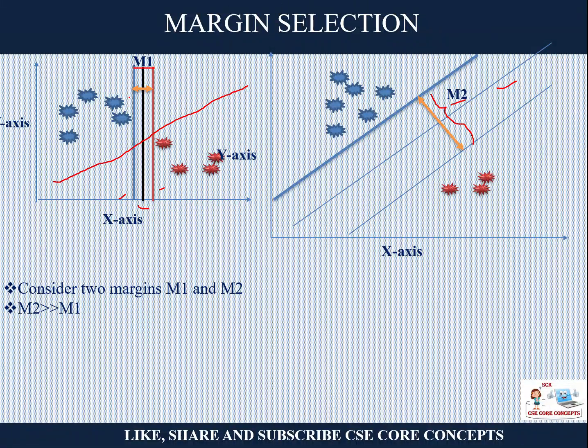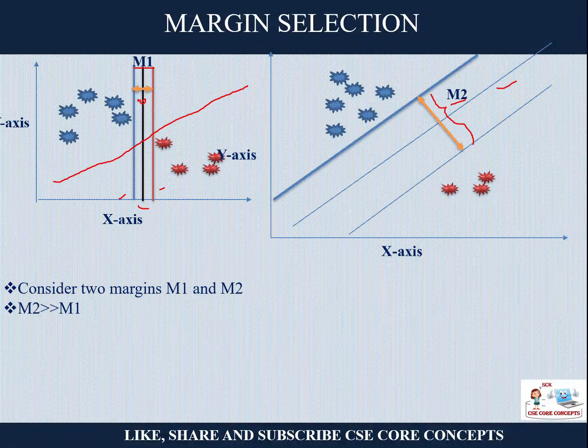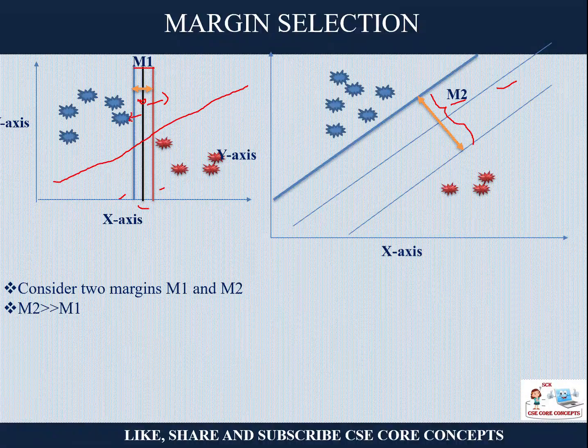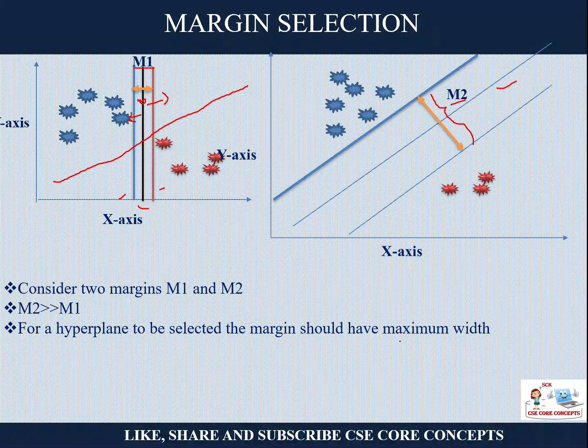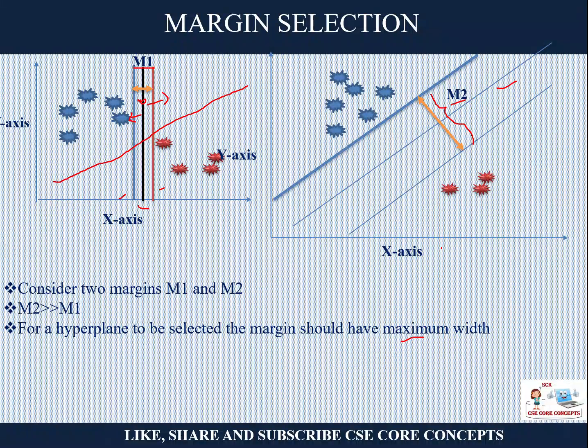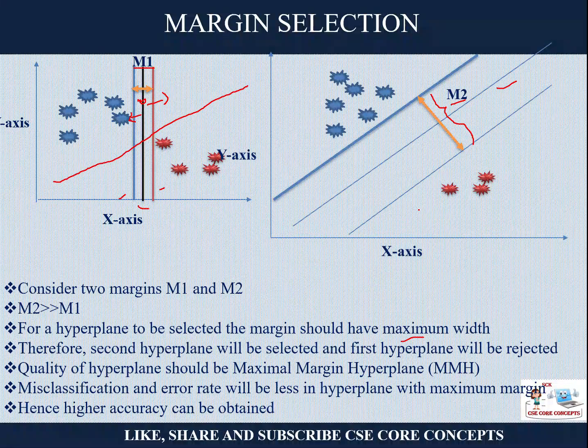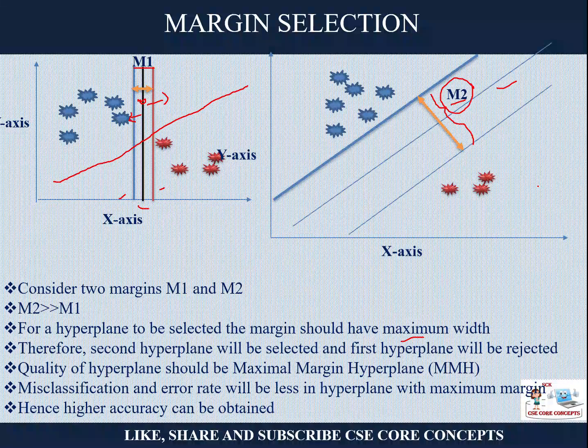But here it might happen that if a data point is here, it may go to this case, it may also go to that case. If the model is not trained properly, then wrong class predictions may occur. So the margin should have the maximum width possible. You can get three to four types of hyperplanes, and the one we are going to select should have the maximum width. So we are going to select this M2 hyperplane in this case.